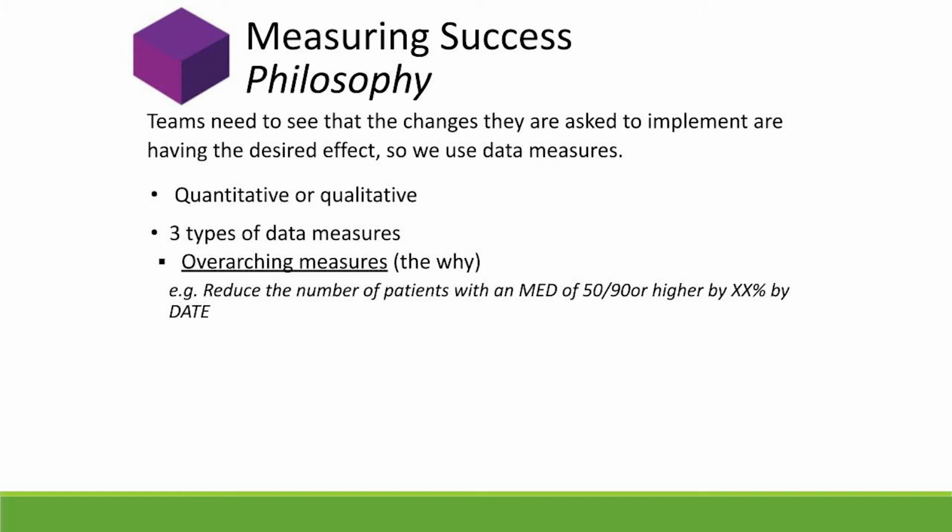An example of an overarching measure that we've seen a lot of clinics use is they want to reduce the number of patients with an MUD of either 50 or 90 by X percentage, and they choose a date. So it's this bigger picture: what are we trying to achieve, and the why we're doing this work.